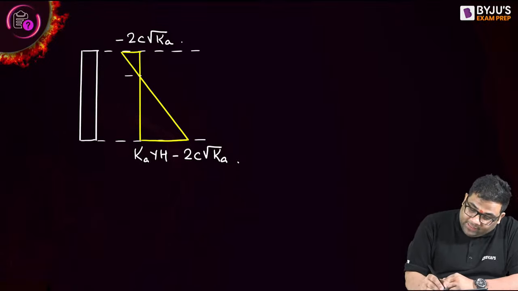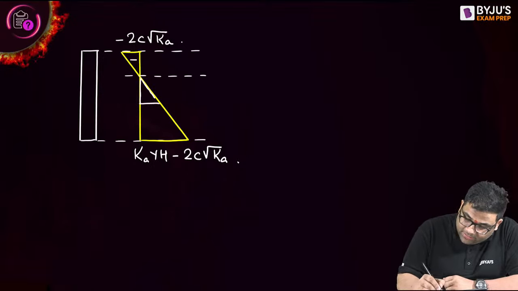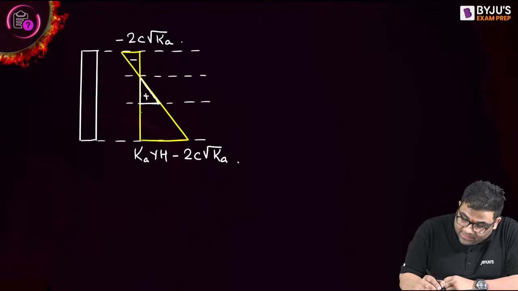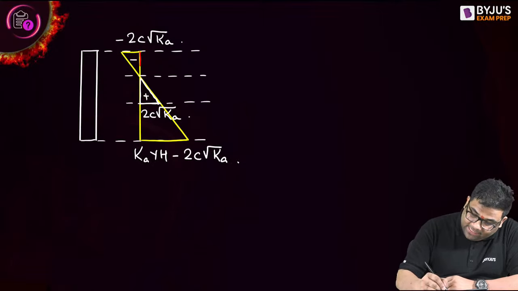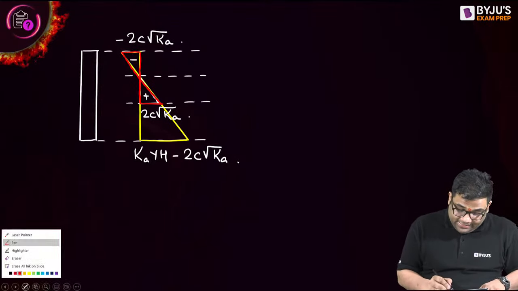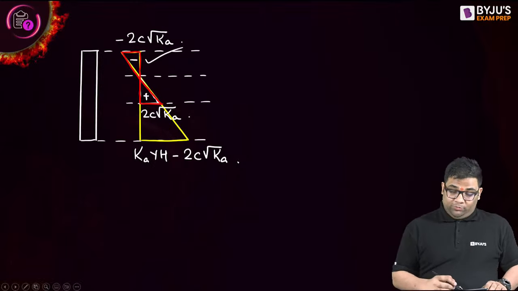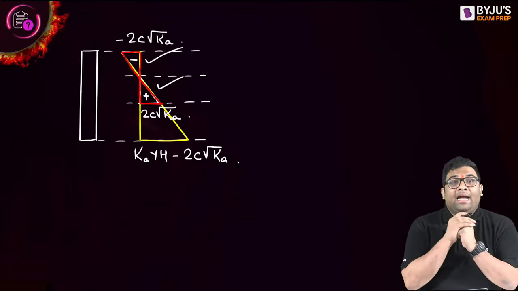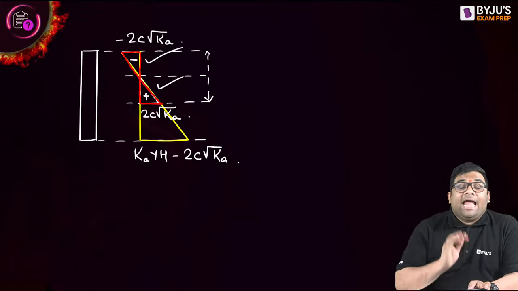Now you see, this is negative. If we take a symmetrical triangle like this, it will be positive. And at this depth, this pressure also will be 2c root Ka, by symmetry. I will get two triangles. Here it is negative, here it is positive. So this part of the stress distribution will cancel this part of the stress distribution, because they are symmetrical, the same. They'll cancel each other, and there will be no earth pressure acting in this particular depth.